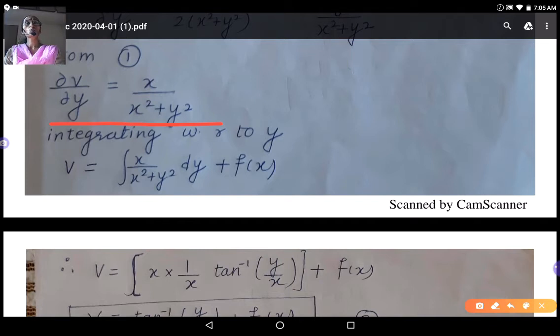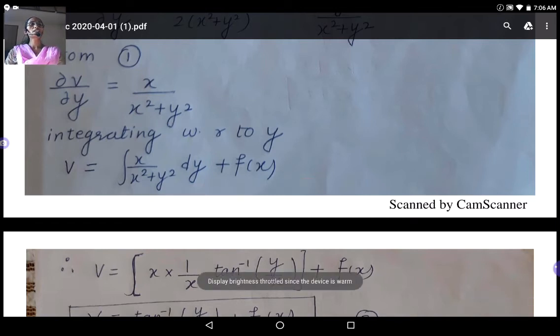Now our aim is to find v. How will you find v? By integration. Integration with respect to y, because delta v by delta y is given. Take the integration on both sides. The right side will be integration of x upon x square plus y square with respect to y plus f of x. Why have we taken f of x here? Because you are integrating with respect to y, and the constant part may contain the x term, so it is written as a function of x.